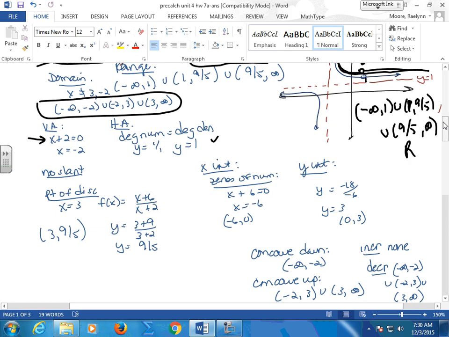This guy is a concave up. But I got a little point that I have to jump over. So from negative 2 to that x value, which is 3. From negative 2 to 3, jump over the point. Then from 3 to infinity. You've got to jump over that point because it's not there. It's a point of discontinuity.